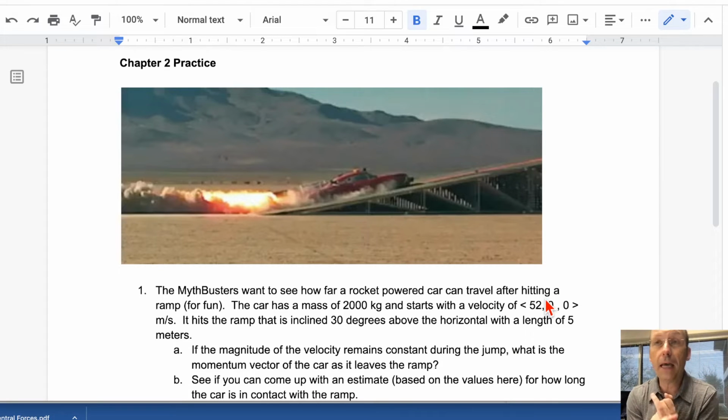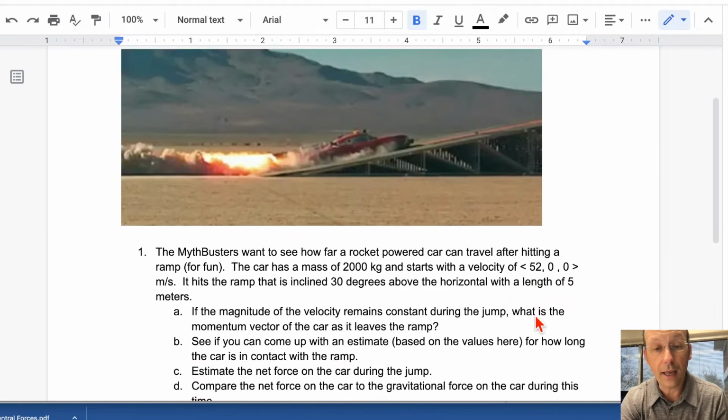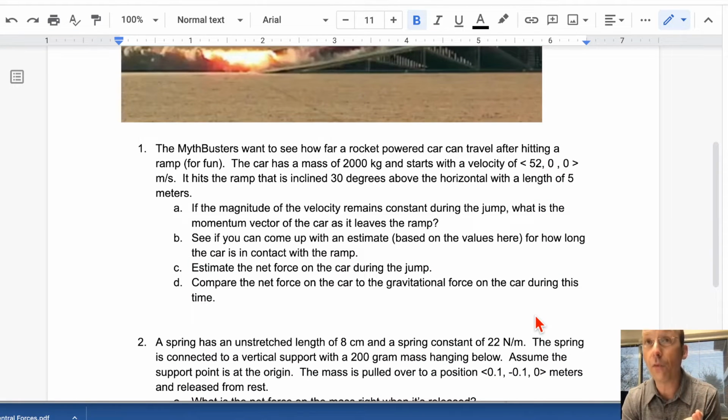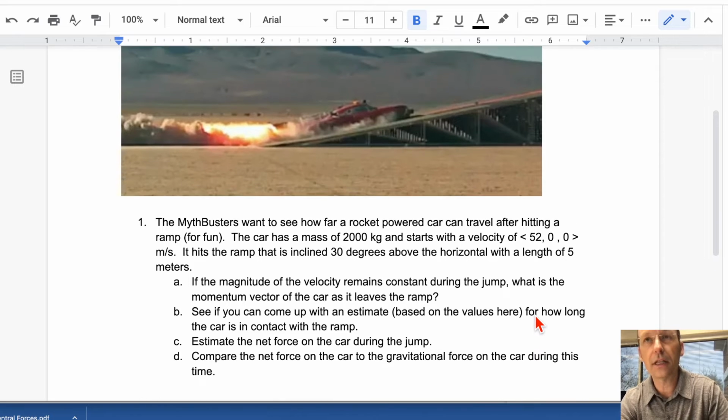So what's the magnitude of the final momentum? Let's assume it doesn't change speed. It just changes directions. That's an okay approximation. Yes, I know there's a rocket on there. How long was the car in contact with the ramp? And then I asked, what's the net force? And how does the net force compare to the gravitational force? So let's get to it.